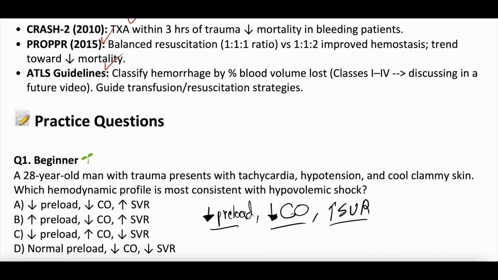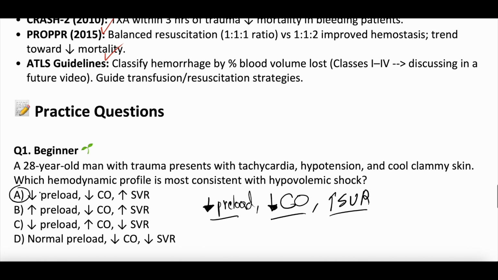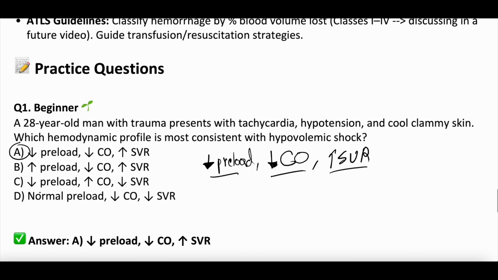Which answer option is that? That is answer option A. Hopefully you put the right one at the bottom. And we didn't pause at all. Apologies. But correct answer is A. Low preload, low cardiac output, high SVR.